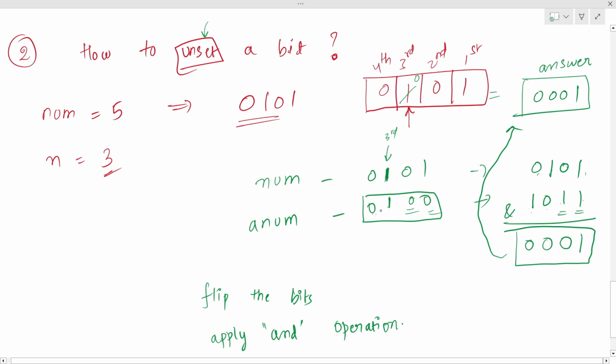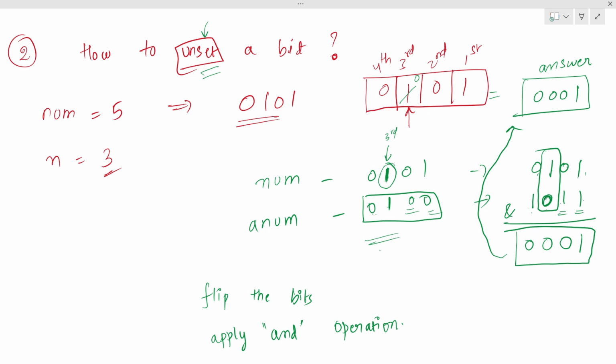Because if I don't flip the bits, then whatever the algorithm that I'm following here, it will be similar to setting a bit. But our idea is to unset this bit. If I want to unset this bit, I need to make sure that the opposite end, that means anum, should contain 0. You can clearly see the opposite end, that means the anum, should definitely contain 0.